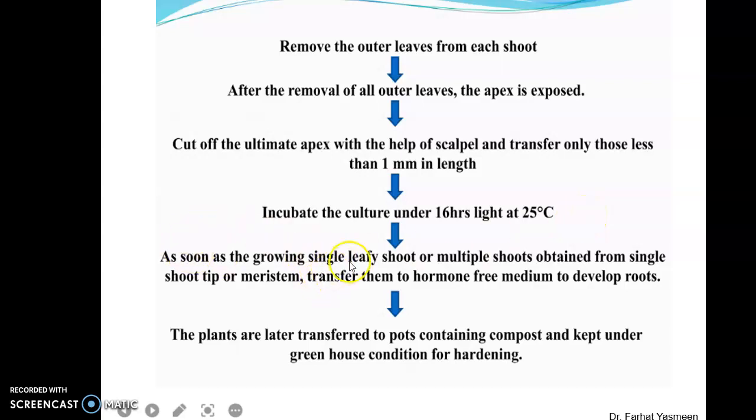As soon as the growing single leafy shoot or multiple shoots are obtained from a single shoot tip or meristem, transfer them to hormone-free medium to develop roots. Then plants are later transferred to pots that contain compost and kept under greenhouse conditions for hardening or acclimatization.